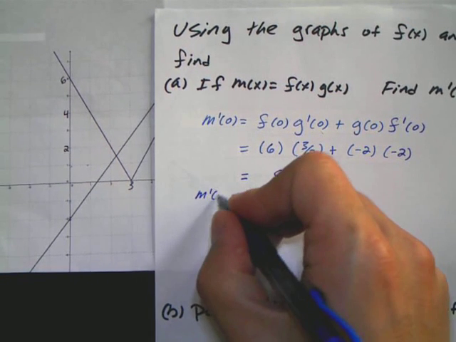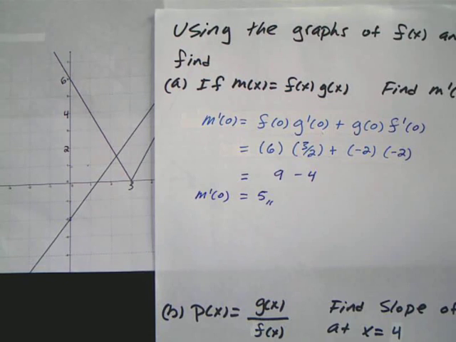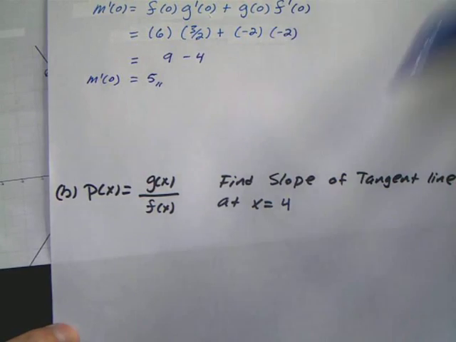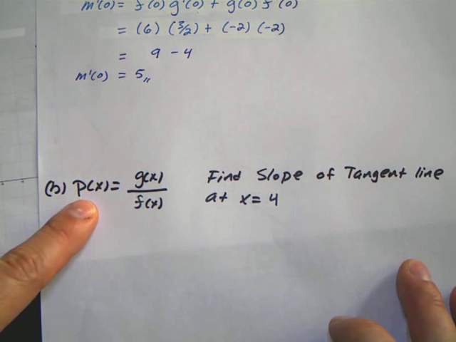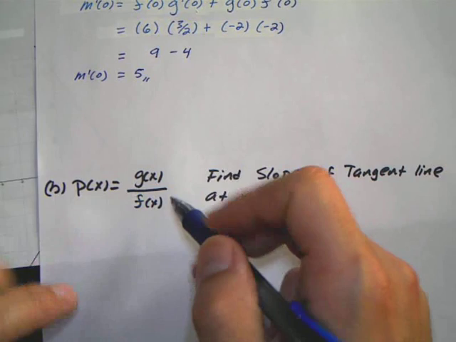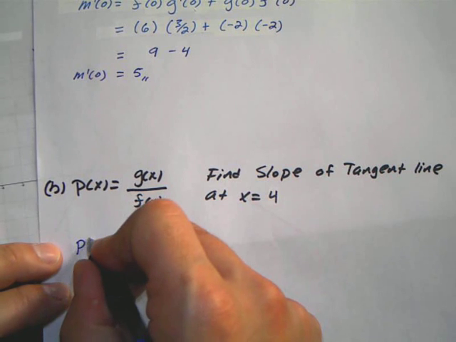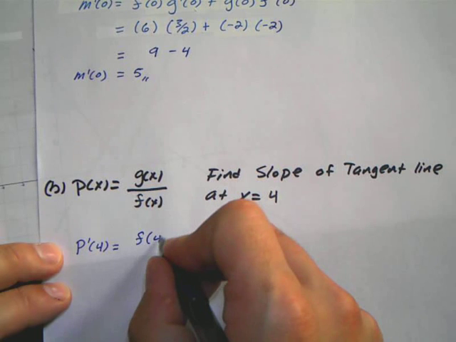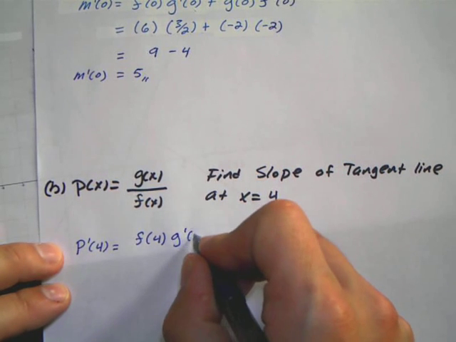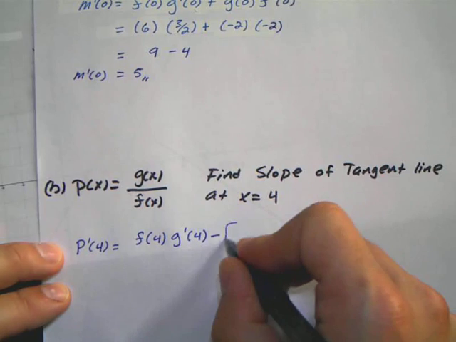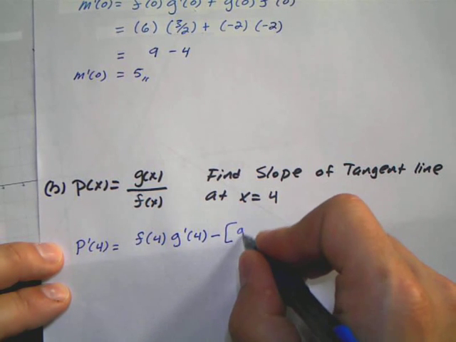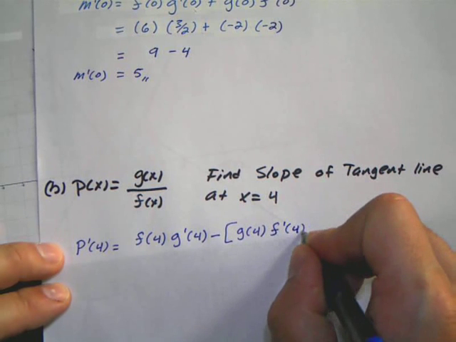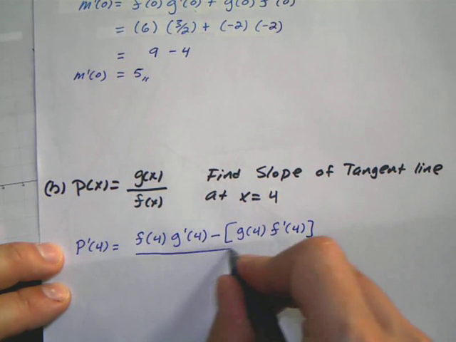Part B now, they want us to find the slope of the tangent line at x equal to 4 for p of x, and again p of x is the quotient, and so the derivative here at 4 is going to be, the denominator stays the same, the derivative of the top, minus the top stays the same, times the derivative of the bottom, so f prime, and it's all going to be over the denominator squared, so f of 4 quantity squared.